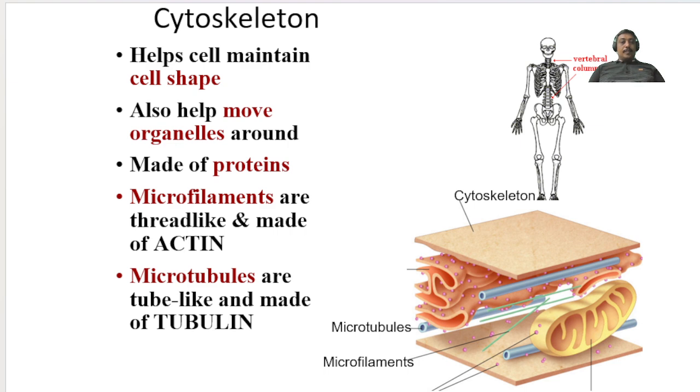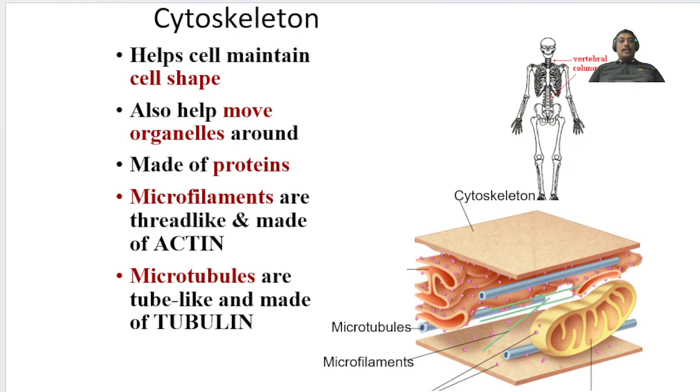Cytoskeleton. Cyto here refers to cell, skeleton refers to a structure. The structure that is provided to the cell is with the help of a few components that we call the cytoskeleton. It is made up of proteins, more specifically, microfilaments and microtubules are the important structures of the cytoskeleton.